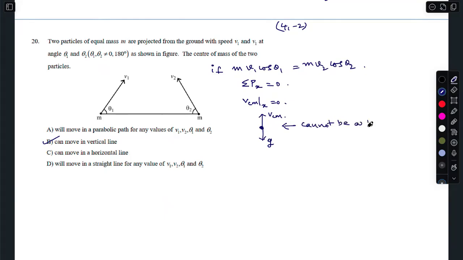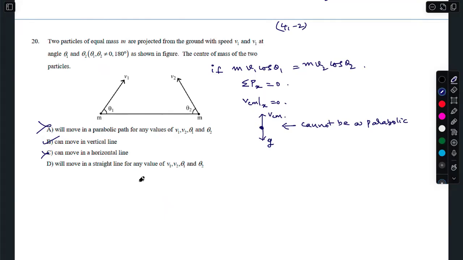What path is it going to be? A straight line path. So the statement that it will move in a parabolic path is wrong if m1 v1 cos theta 1 is equal to m2 v2 cos theta 2. Any doubt on this? Second, can it move in a vertical line? I have just shown that. Can it move in a horizontal line? No, it cannot, because weight acts. So this is also wrong.